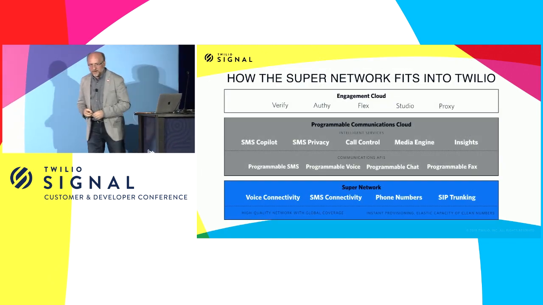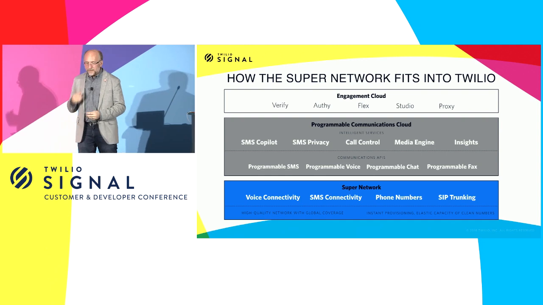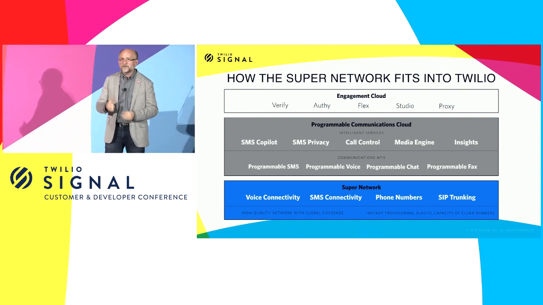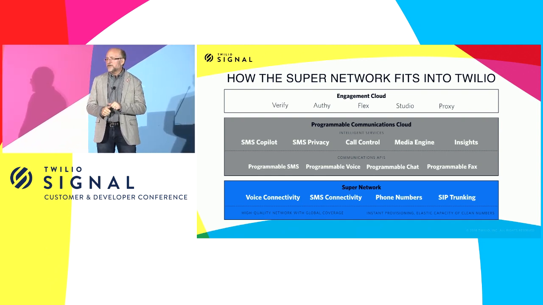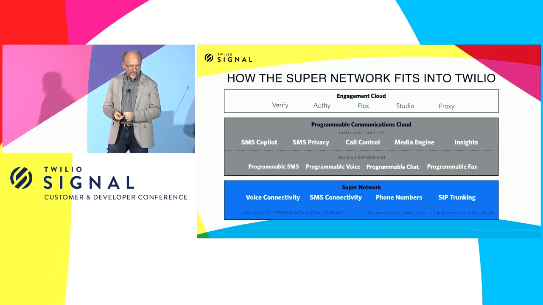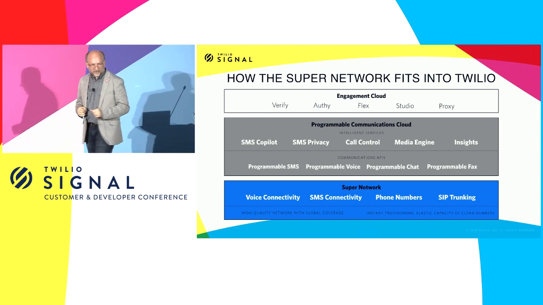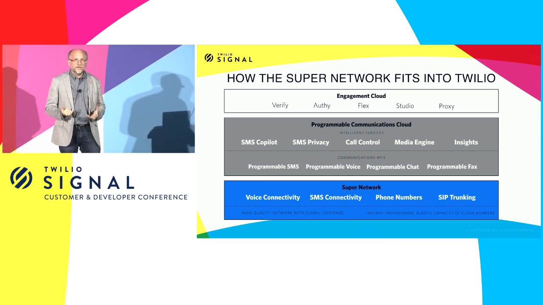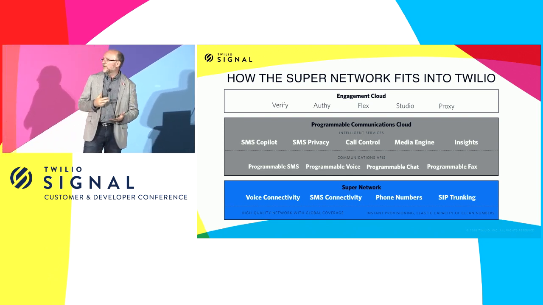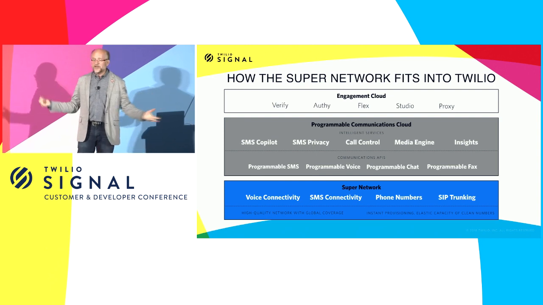So how does the super network fit into Twilio? That bottom blue bar is the super network. This is where your voice connectivity to the telecom infrastructure, the SMS connectivity is there, your phone numbers are there. And then one layer up is where you're going to see the APIs that you're probably used to if you've been around Twilio for a while: programmable SMS and voice and chat.